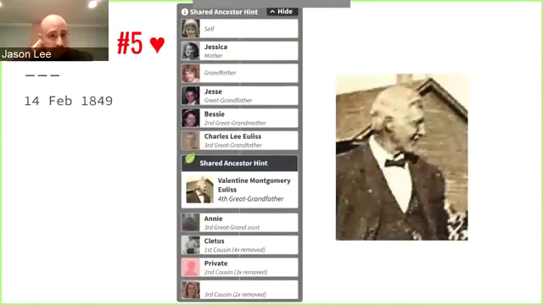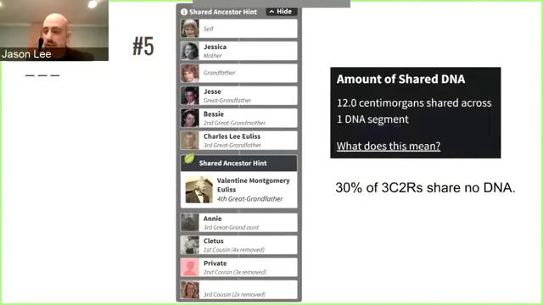So example number 5 is a shared ancestor hint for my daughter, Valentine Montgomery Ules. He was born on 14 February 1849, so apparently his mom was proud and she gave him that name. And now we have a shared ancestor hint for Valentine Montgomery Ules. This is another third cousin twice removed relationship. Let's look at the DNA and see what that tells us about this relationship.